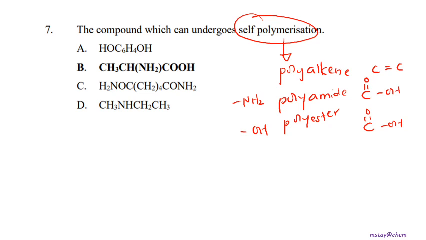So for option B here, we can see there are two functional groups, amino and also COOH. For option A, we can only see there is hydroxyl group, so polyester cannot be formed. While for this one, we see that there is C double bond O, C double bond O, and also there is amide. Since there already is the amide, it also cannot form polyamide. While for option D, we can see that there is only an amino group. So it is again very obvious, option B is the answer.